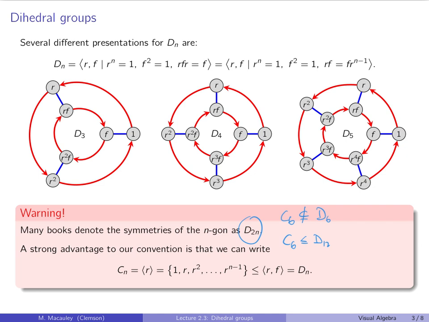I know Dummit and Foote uses this. A few other books do. I think it's probably more common to use what we're using, Dn instead of D2n, but I should point this out because you'll probably see it.